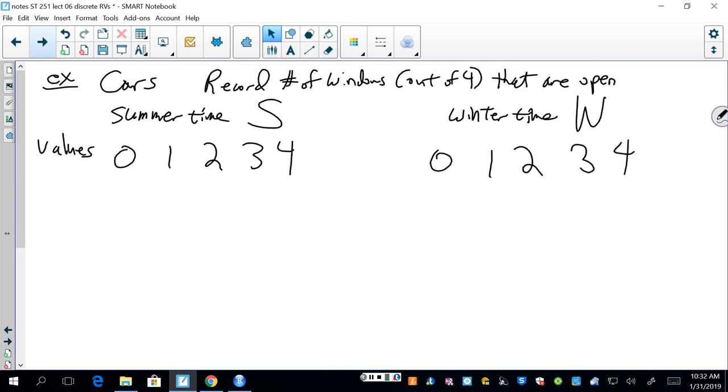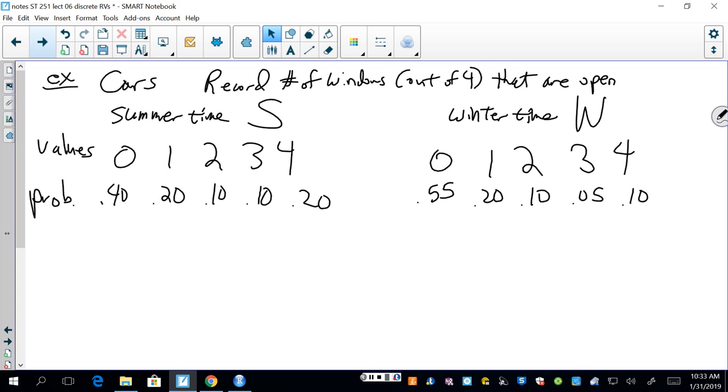To get a probability distribution, we need some probabilities. So let's say 40%, 20%, 10%, 10%, and 20% are the different probabilities. Those should add up to 1. So 60, 80, that adds up to 1. In the wintertime, let's say you get 55%, 20%, 10%, 5%, and 10%.